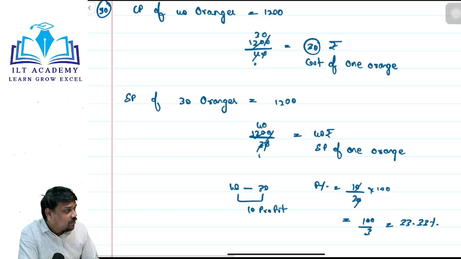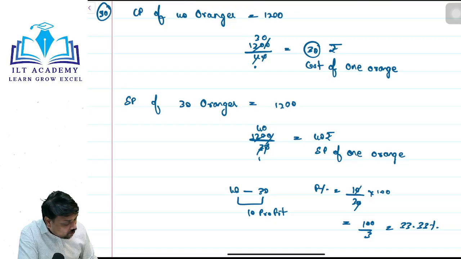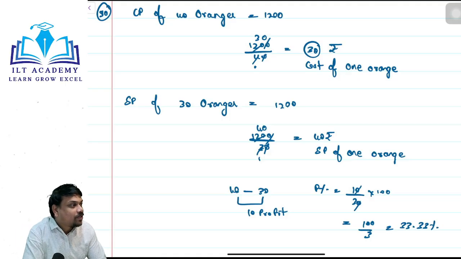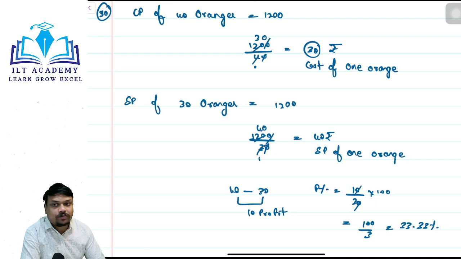Whenever they do not mention the unit, take cost price as the base. Where did I take selling price? The cost price is always less than the selling price here. Yes, question done? Clear? Write it down.